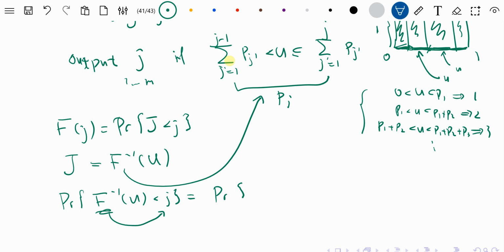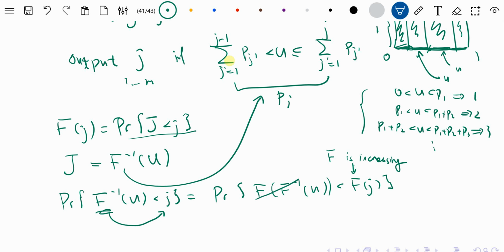Since CDFs are always increasing, you can apply F on both sides, so F of the inverse of U is less than F of J. This is because our F is increasing, so you can apply an increasing function to both sides of an inequality and it still holds. These two cancel out because, by definition, the inverse and the original function cancel out. And this becomes a random variable U being less than some number.